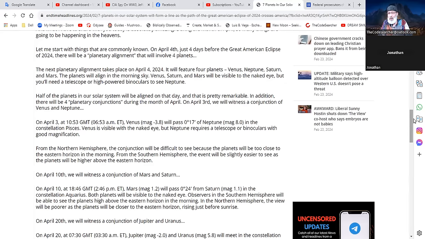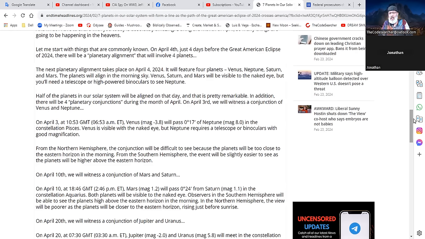Venus is visible with the naked eye, but Neptune requires a telescope, binoculars, and good magnification. From the northern hemisphere, the conjunction will be difficult to see because the planets will be so close to the eastern horizon in the morning. From the southern hemisphere, the event will be slightly easier to see as the planets will be higher above the eastern horizon. On April 10th, we will witness a conjunction of Mars and Saturn.